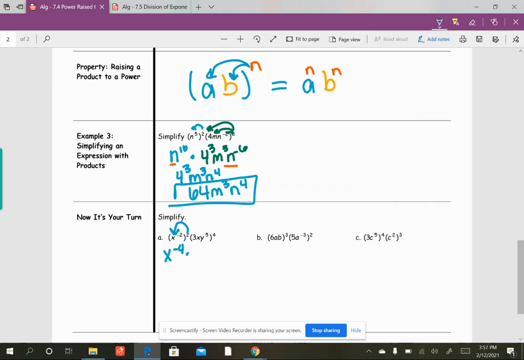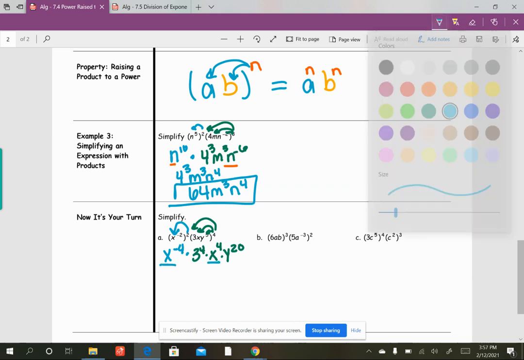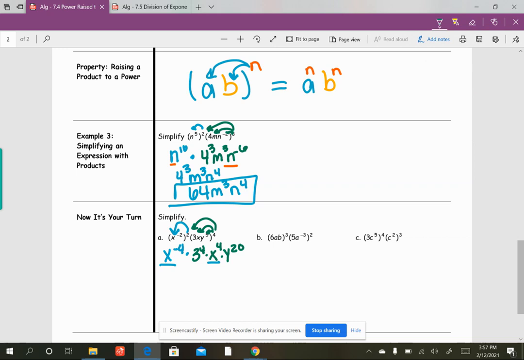And then we're going to do the same thing over here. Distribute the 4 on the inside. So this becomes 3 to the 4th power, x to the 4th power, y to the 20th power. Now go back and combine like terms. So we have 3 to the 4th power, and then negative 4 plus 4 is 0. Anything to the 0 power is 1, so we don't need to worry about that. But we can drop down that y to the 20th power.